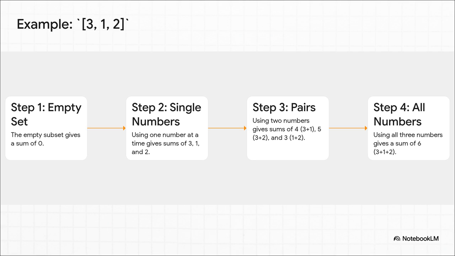Okay, let's make this real with a super simple list: 3, 1, 2. If we do this by hand, first up, the empty set. That gives us a sum of 0. Easy enough. Then we can use one number at a time, so we get sums of 3, 1, and 2. What about pairs? Well, 3 plus 1 is 4, 3 plus 2 is 5, and 1 plus 2 gets us 3. And finally, the whole shebang: 3 plus 1 plus 2 gives us 6.